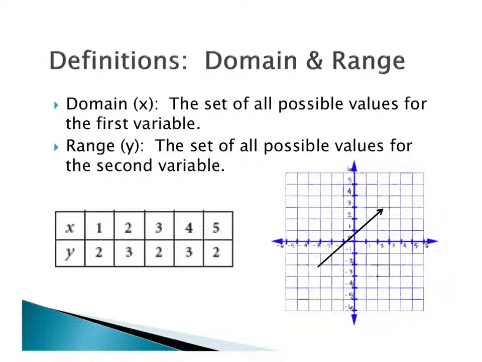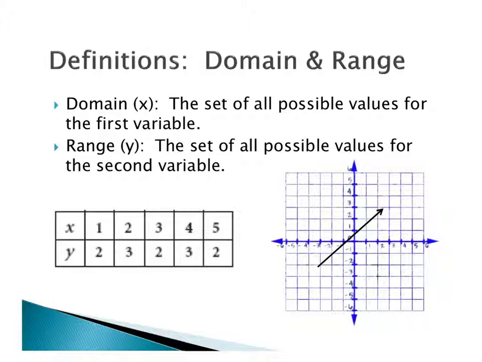Our next two definitions are going to be domain and range, which go together a lot. Domain is the set of all possible values for the first variable, which is x usually, and the range is the set of all possible values for the second variable, which is usually y. Not always x and y, but usually that's what we're going to come across in this class.